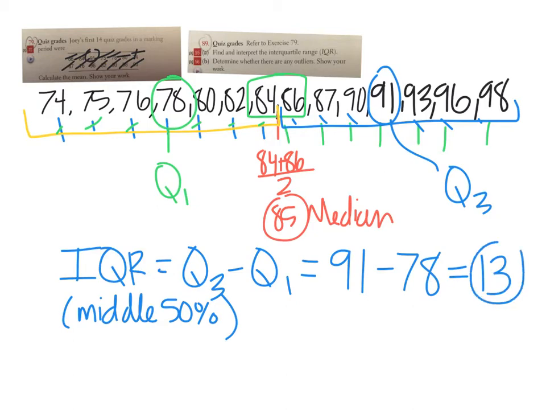So the IQR is 13. Interpreting it would mean that the spread, or the middle 50% of the data, lies within 13 quiz points.